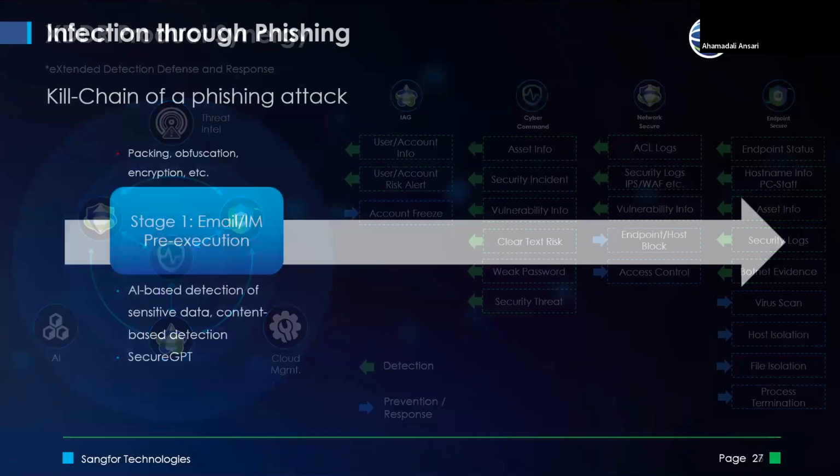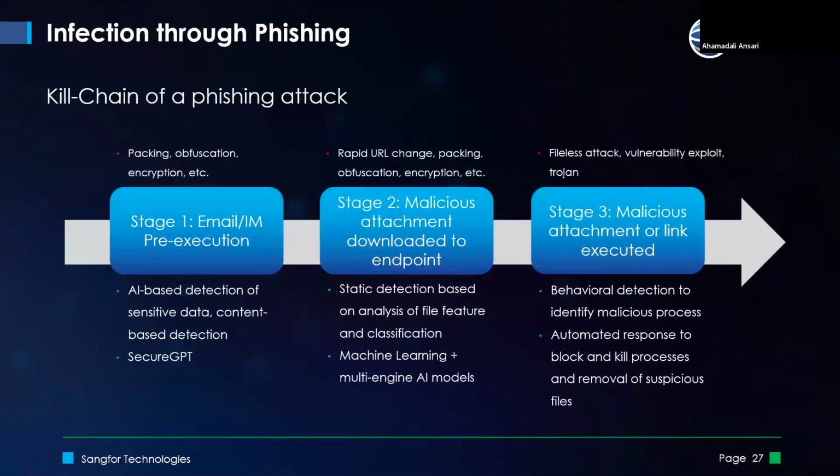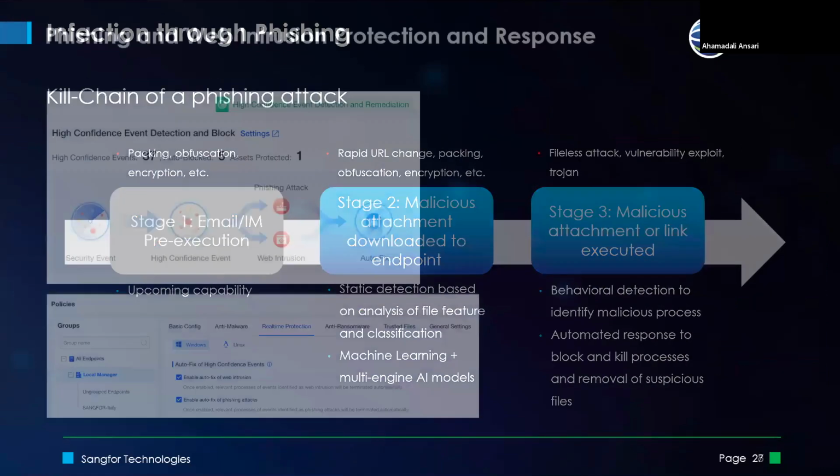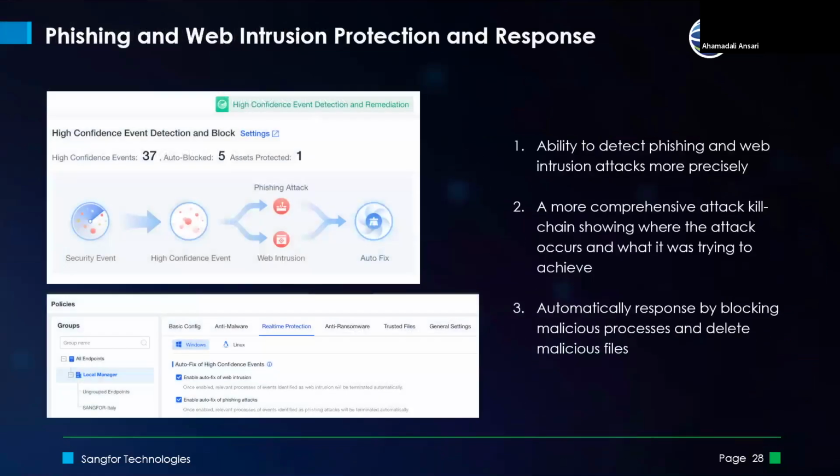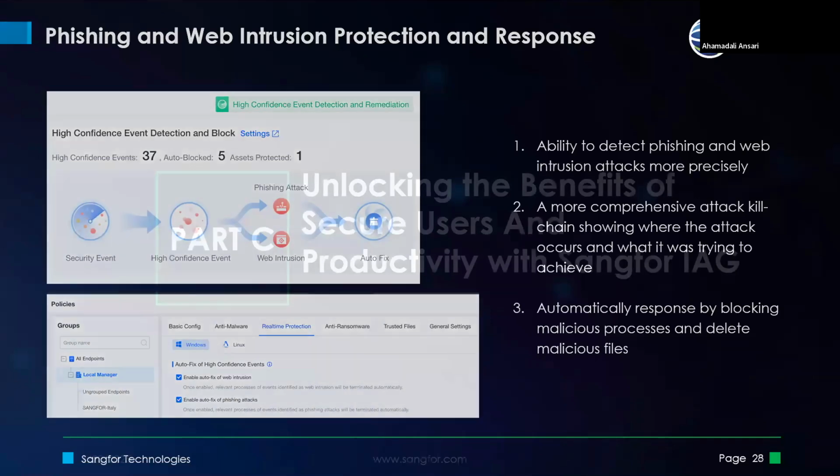Also, in terms of phishing mail, we can scan it. These are some of the very important features which will be coming up. And then phishing and web intrusion protection are also important features in terms of detecting phishing and web intrusion attacks. Also, in terms of understanding the kill chain, we can cover automatically blocking the malicious process, and deleting the malicious files can also be achieved. So this is where you can define in the policies what we call the auto fix of high confidence events in terms of web intrusion and phishing, directly added within the real-time protection.